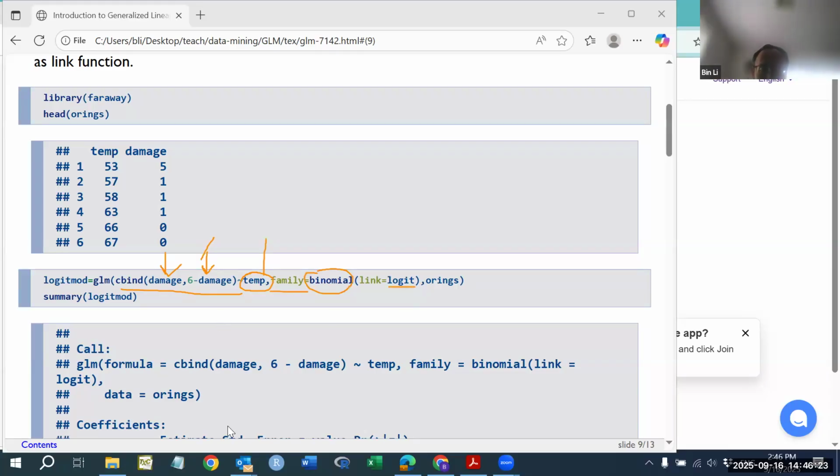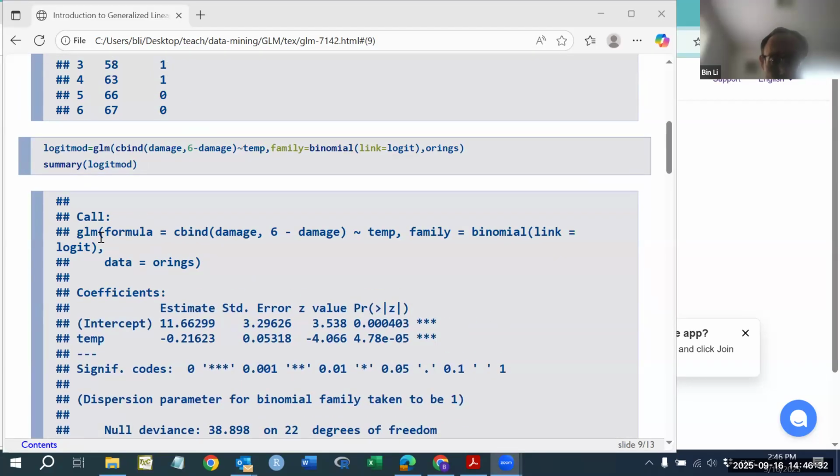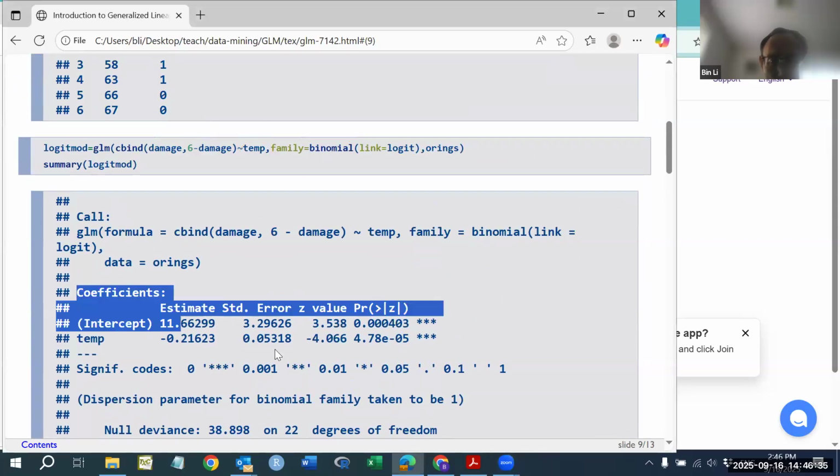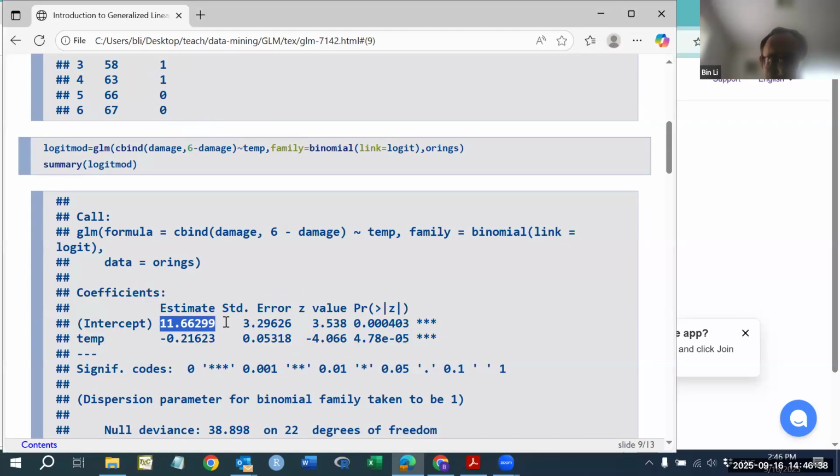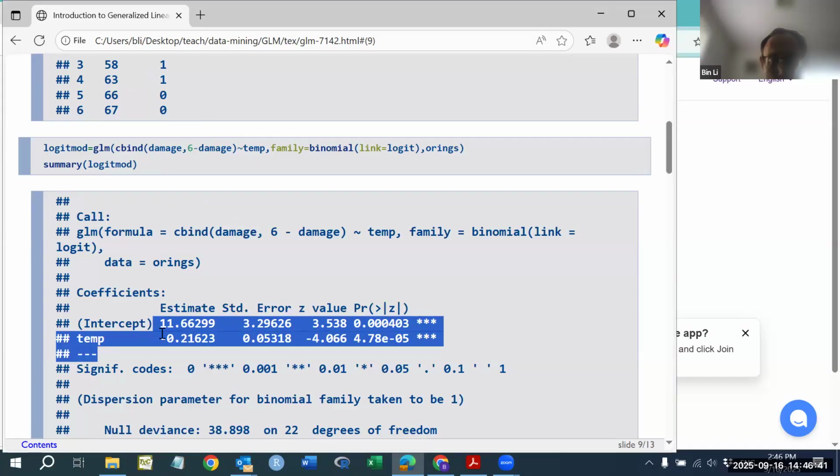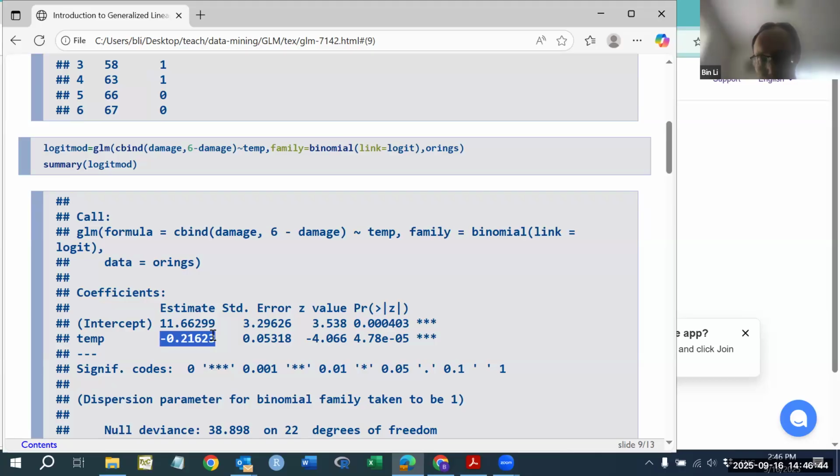That's how we do the analysis in these examples. So we have the estimate of the intercept, and this is the coefficient for the temperature. You can see here, when the temperature increases, the number of damages decreases. Is that right? Because the coefficient is negative.